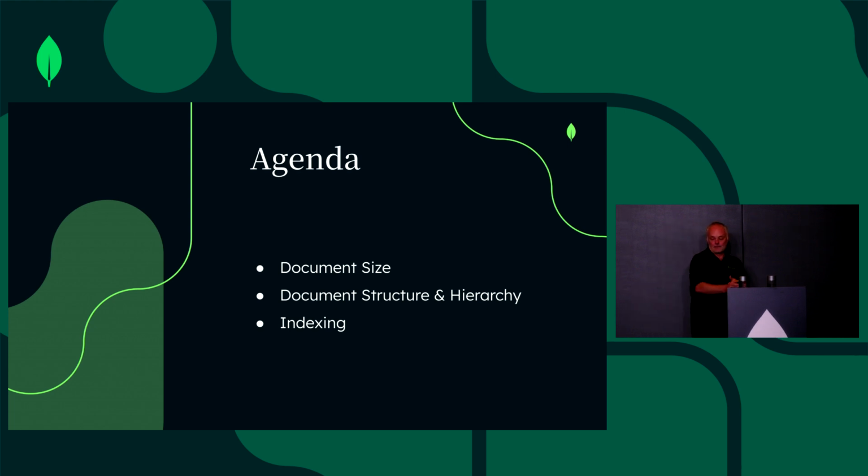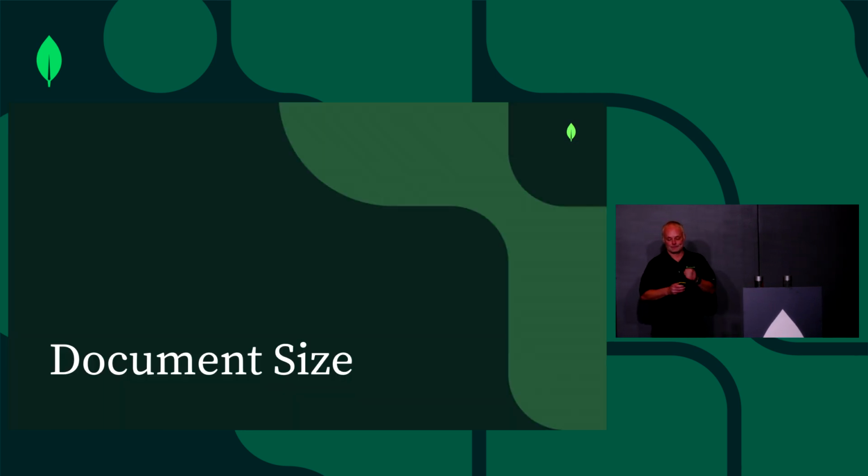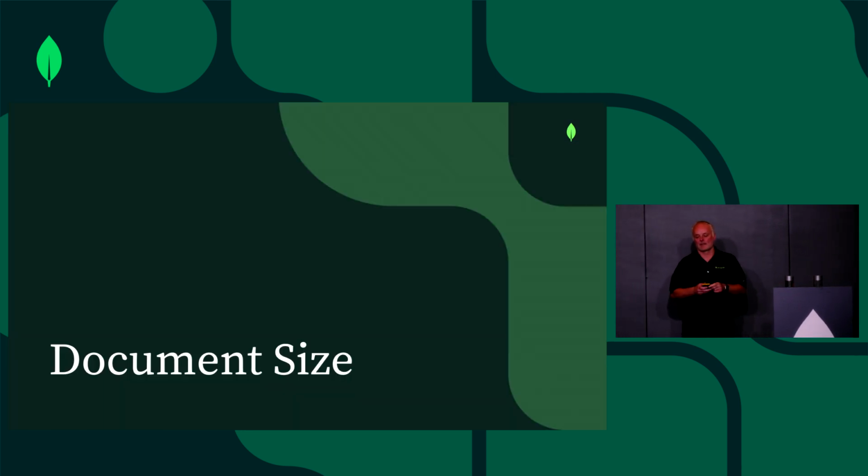So we're going to look at 3 main topics that have an impact on performance. Document sizes, document structure and hierarchy. So for example, whether you nest embedded objects or if you have everything at the same level. And then finally, indexing. So let's start with document size.